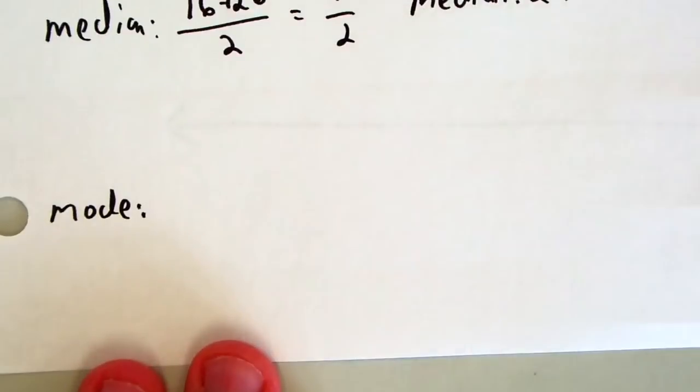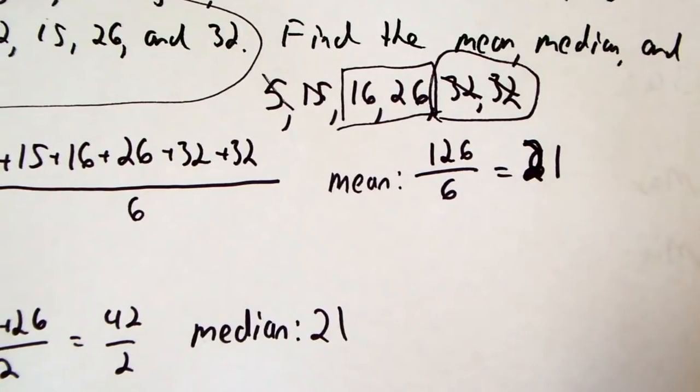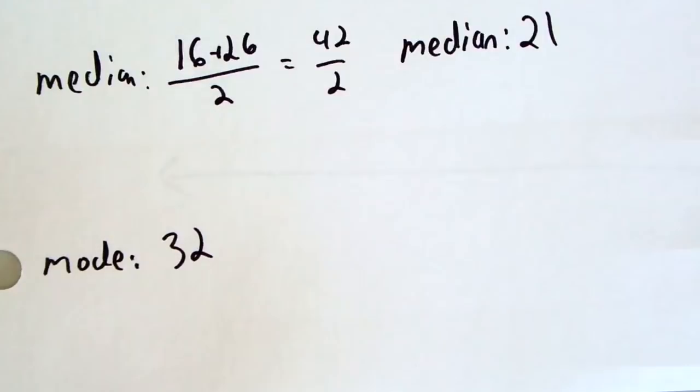And then the mode, we have 32 and 32. Those two numbers show up twice, so the mode would be 32.